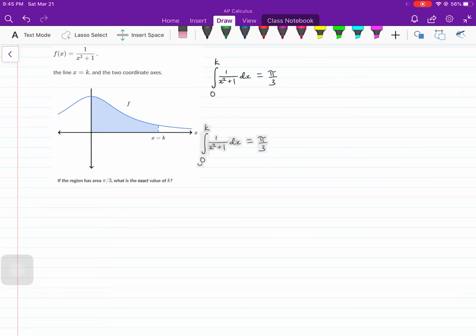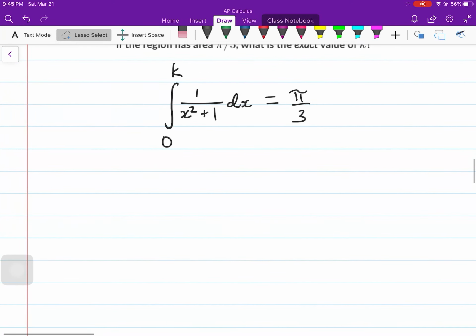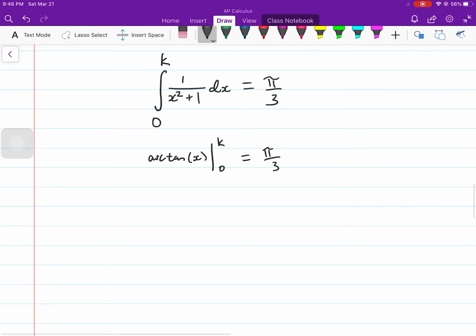From the setup there, we're just going to go ahead and solve for k. And let me just move this down here. This will be a better spot for it. So that's our setup. Let's go ahead and solve for k. So the antiderivative of this is going to be arctangent of x. Don't have to do any u substitution. That's nice. From 0 to k is equivalent to pi over 3. So arctangent of k minus arctangent of 0 equals pi over 3.